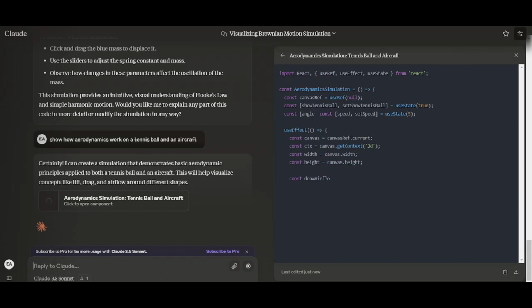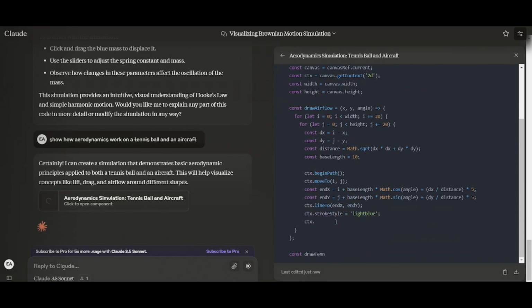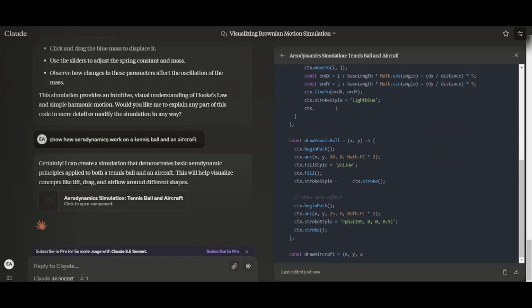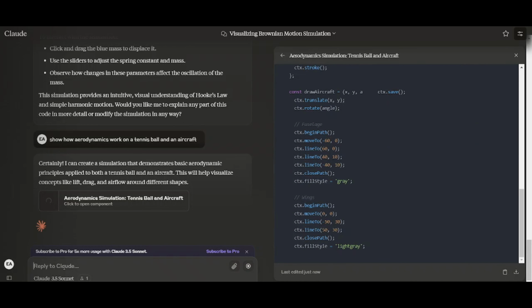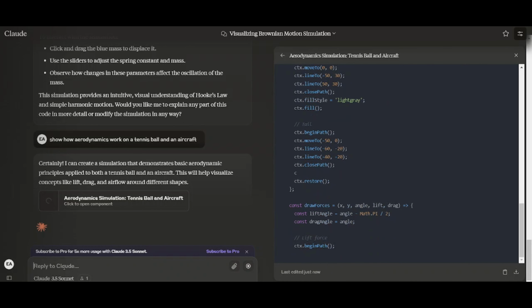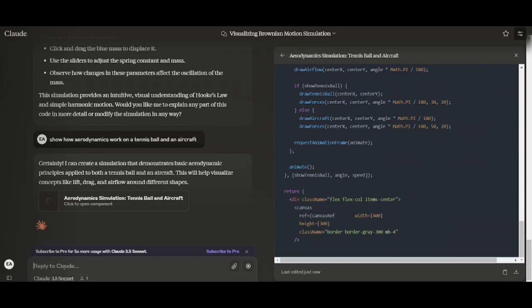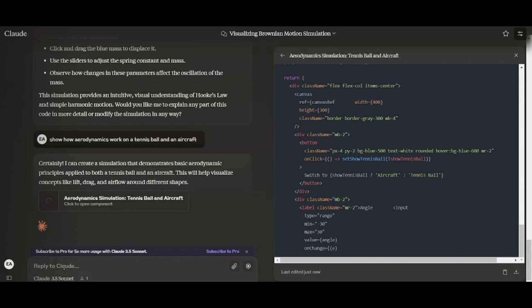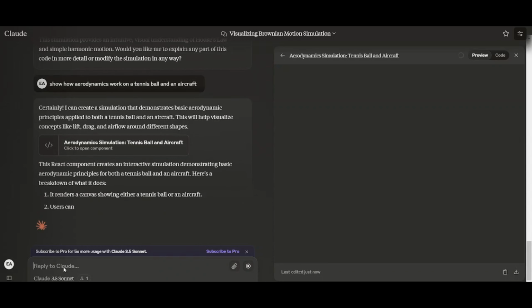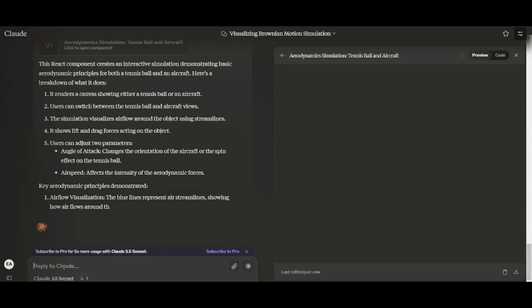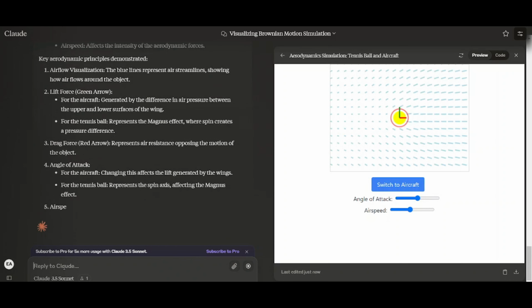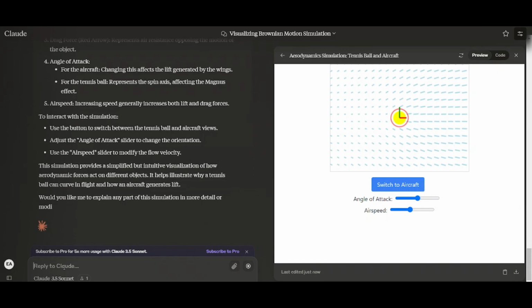Finally, I requested a demonstration of how aerodynamics works on a tennis ball and an aircraft. It initially created a static simulation showing airflow, lift, and drag for both objects. When I asked it to make it dynamic, it enhanced the simulation to show the objects moving through the air, affected by aerodynamic forces in real time. This final simulation tied together many of the concepts from earlier simulations, showing how forces affect motion over time.